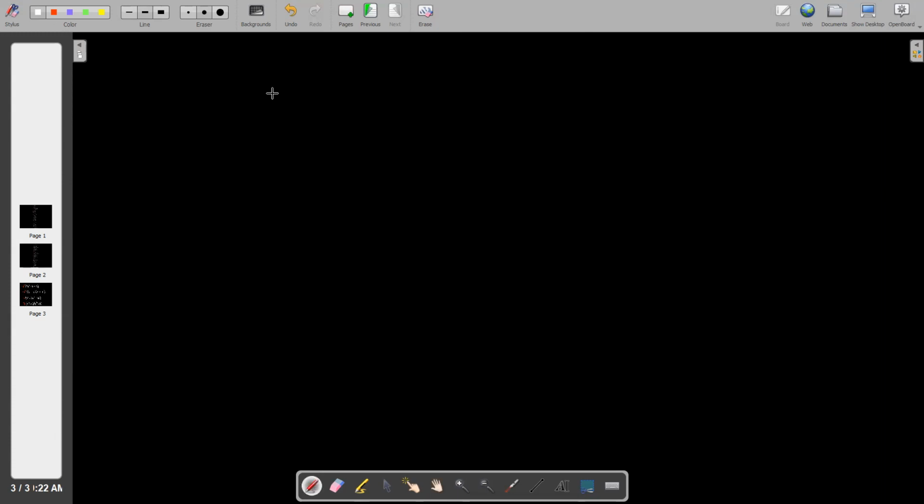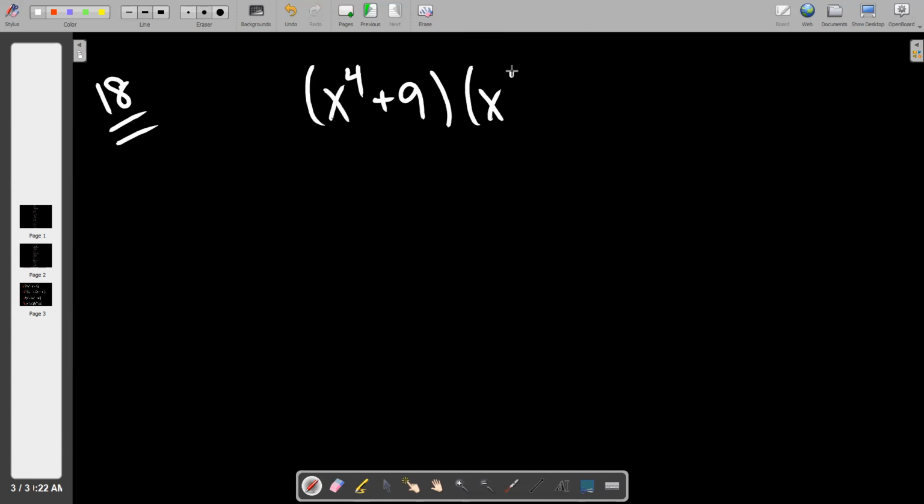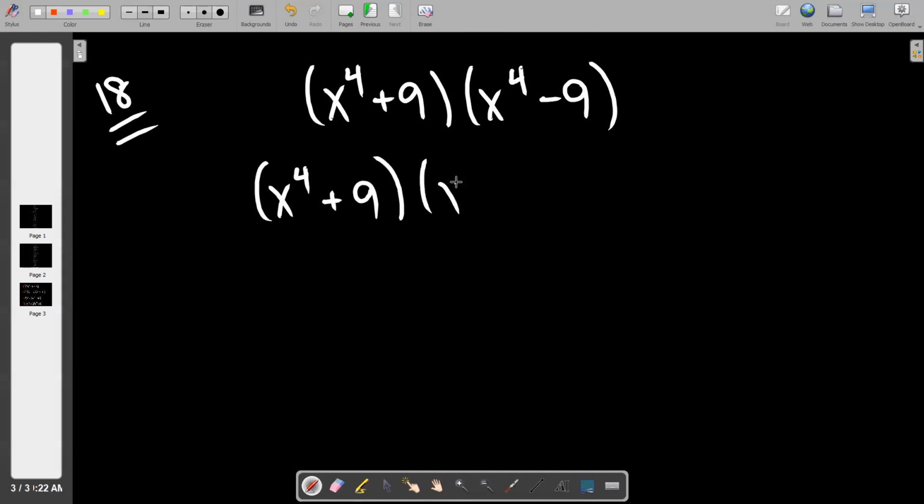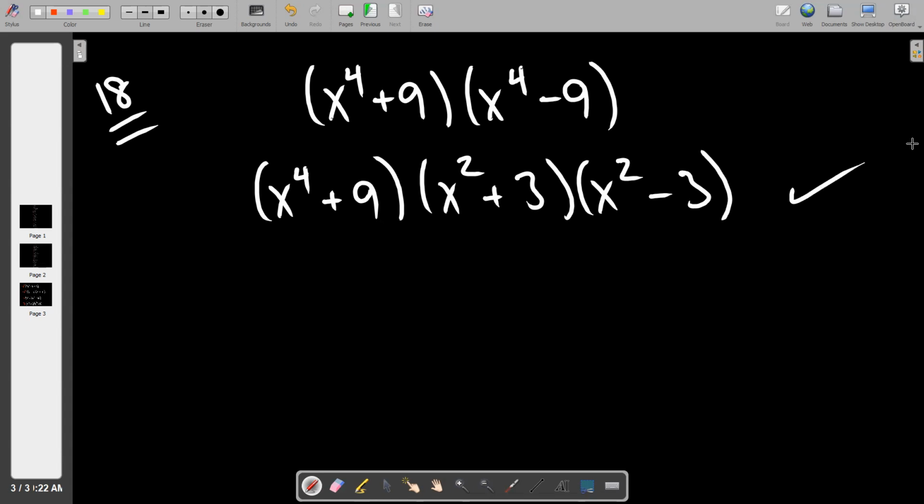This next one, this is problem 18 for anyone keeping score. This is just a big old difference of two squares. So it factors into x to the fourth plus 9 times x to the fourth minus 9. Right? That is what it is. x to the fourth plus 9 is a dead factor. It's a sum of squares. This one factors into x squared plus 3. Done. Right.